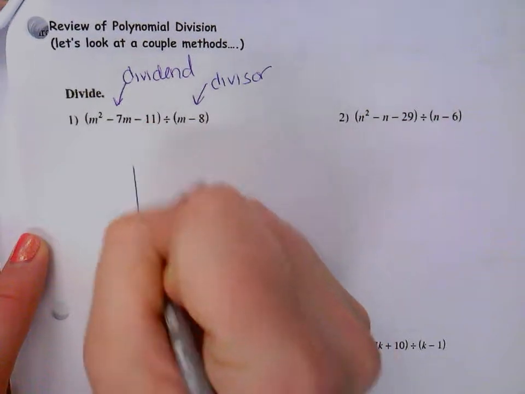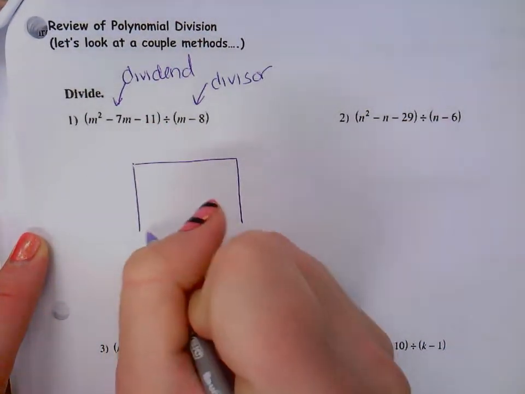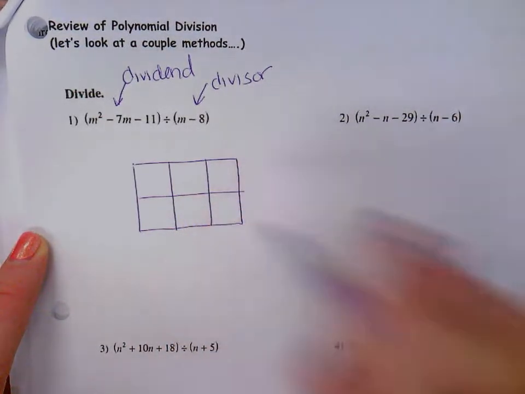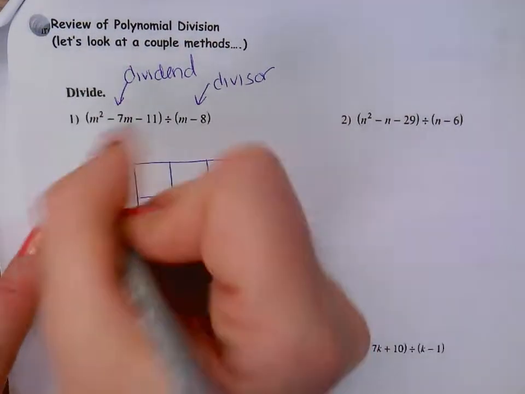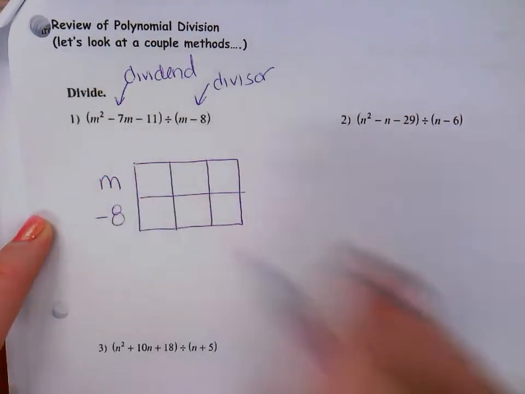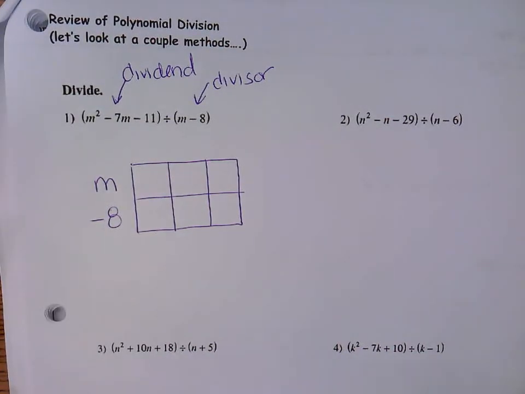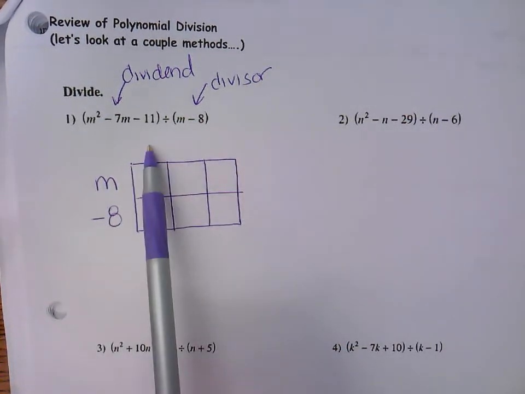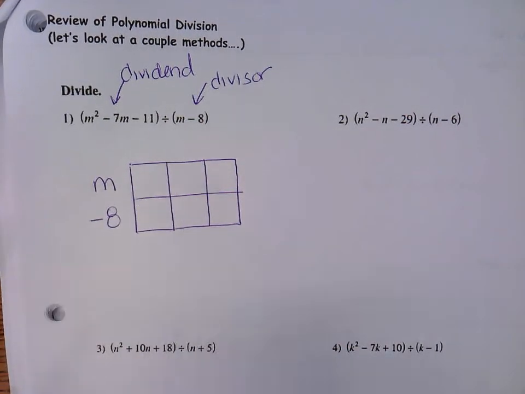So if you set this up, we've done multiplication and factoring using the box. So you can also use the box to help you with division. You put your divisor down the side of the box because your divisor times your quotient should multiply together to reproduce your dividend, right? Because division is the inverse of multiplication.